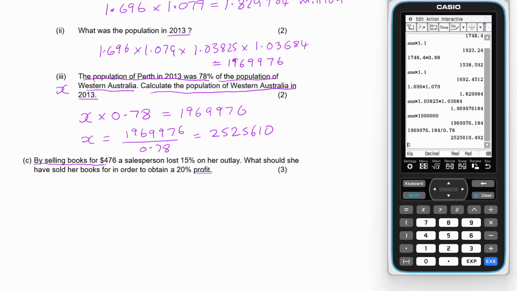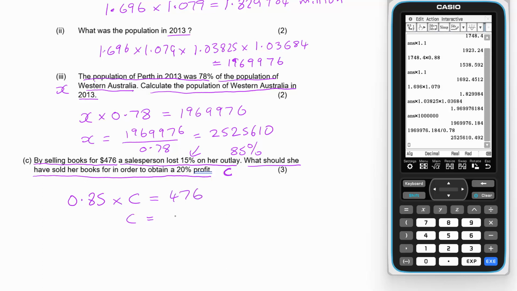By selling books for $476, a salesperson lost 15% on her outlay. What should she have sold her books for in order to obtain a 20% profit? So the first thing is, let's try and work out what she actually paid. So she lost 15%, and therefore what she got was 85% of the outlay. Let's call the outlay cost price, because that's what we normally call it. So 0.85, 85%, of the cost price is 476.